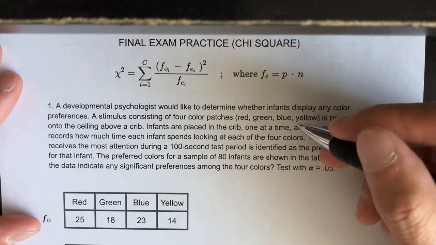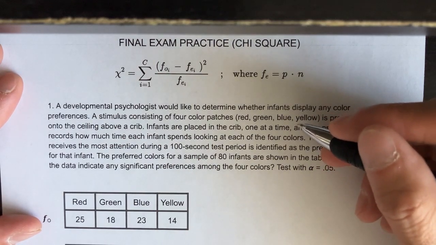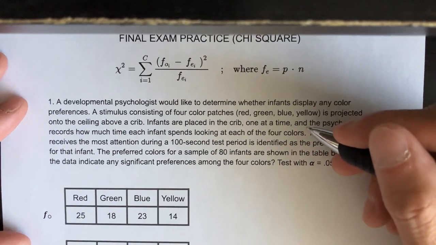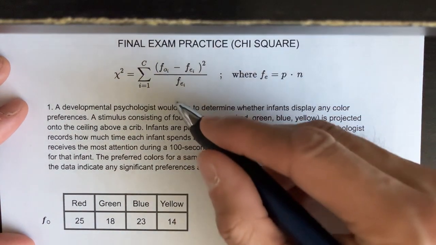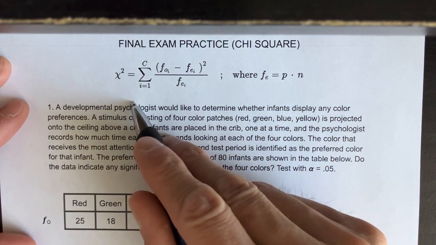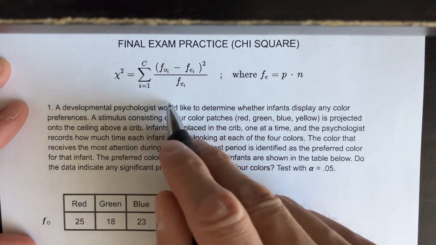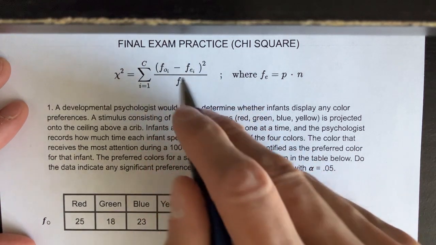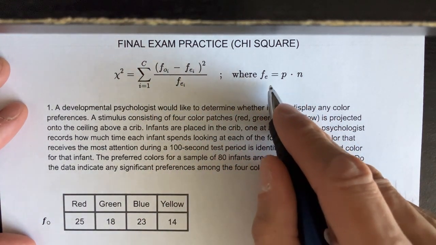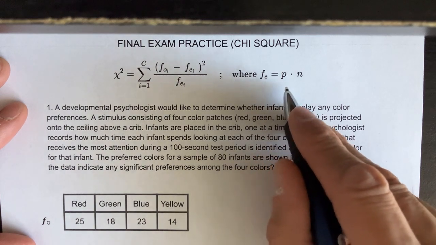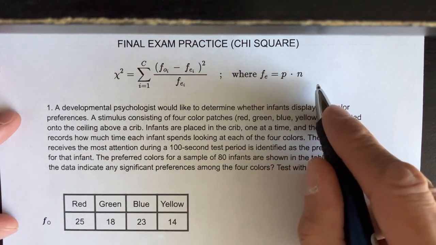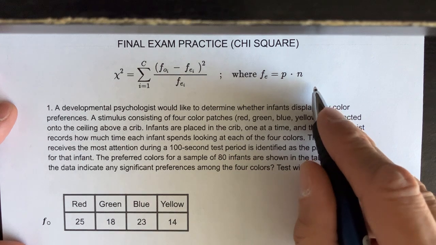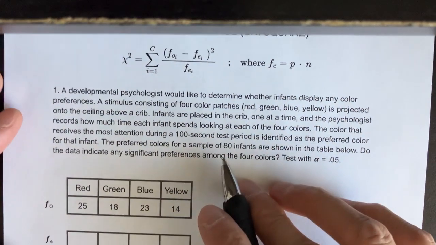This is an example of a chi-square goodness of fit test. So the first thing we notice is the chi-square formula here. We're going to have a summation of this term. And we see another formula here, the expected frequency. That's the probability times the sample size. But we'll look at these formulas in more detail in a couple of minutes here.